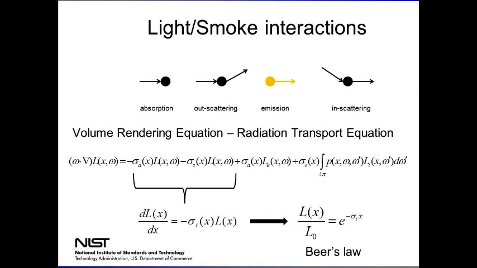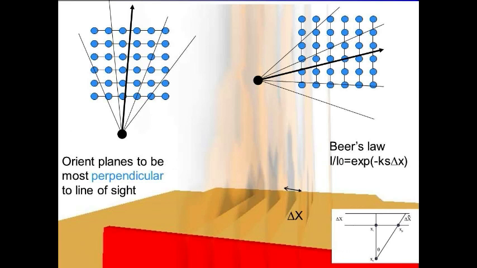Now, right now, I'm only solving the equations for the first two terms. I'm not handling the in-scattering or directly the emission. One other point is that this full-fledged partial differential equation for the light intensity, if you do neglect these last two terms, you can solve those equations and you get Beer's law, which is what I'm using to account for the opacity of the smoke.